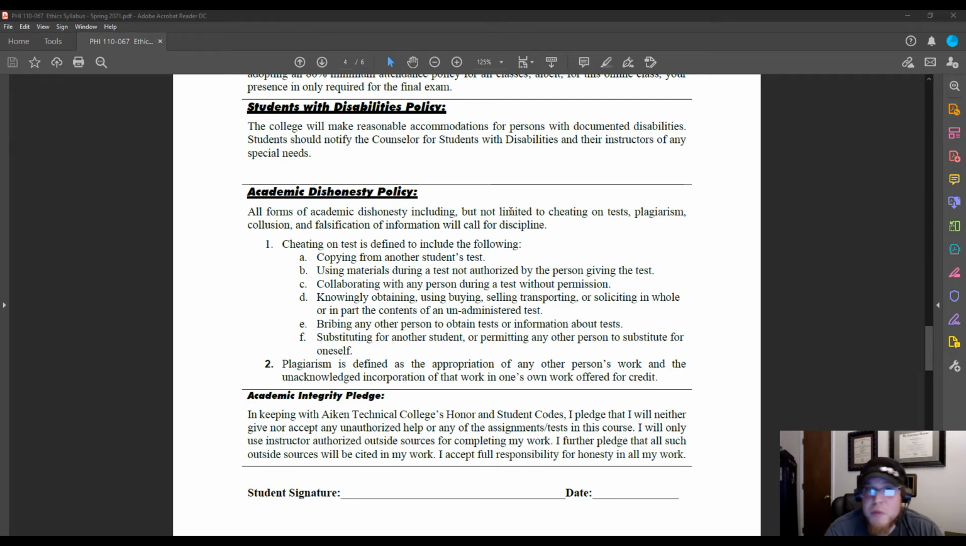And that's to the notion of plagiarism, and also collusion with that as well. So I'll say this. Plagiarism is defined as the appropriation of any other person's work and the unacknowledged incorporation of that work in one's own work offered for credit.